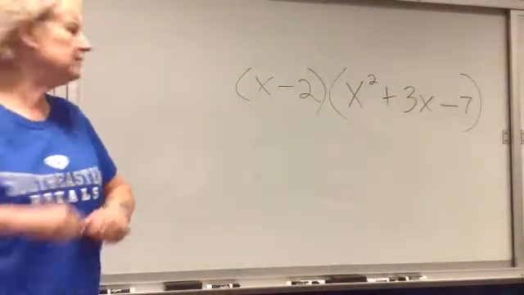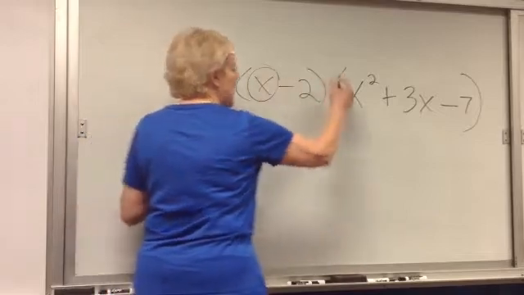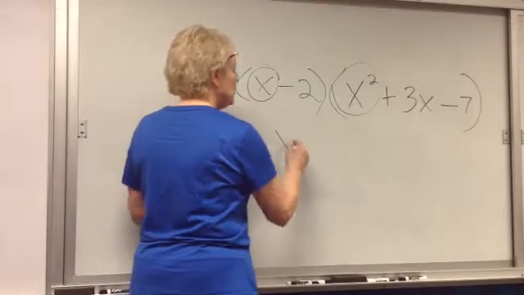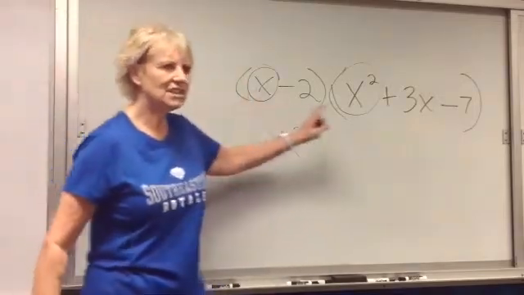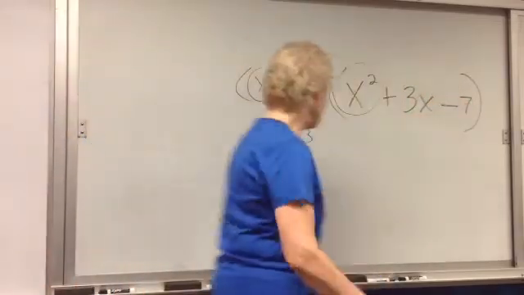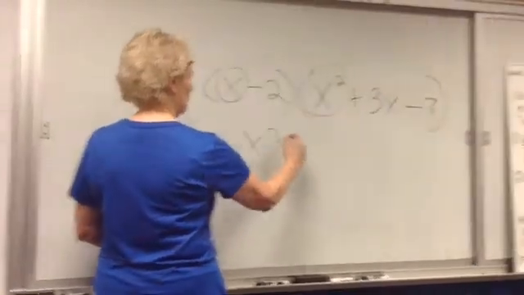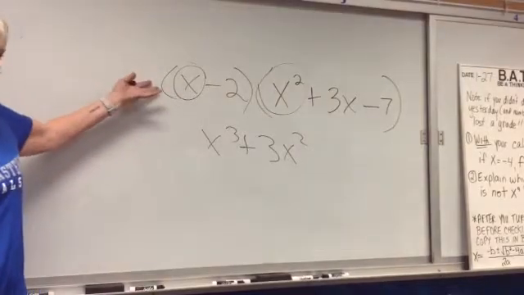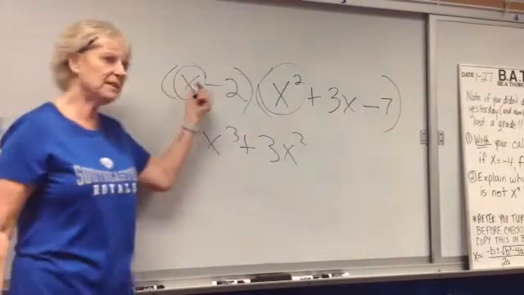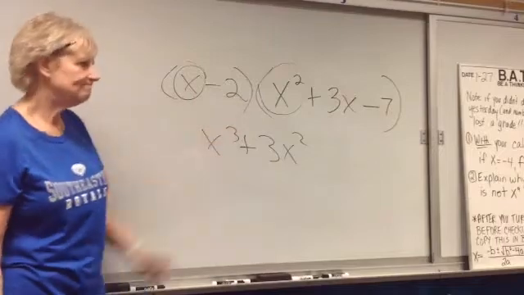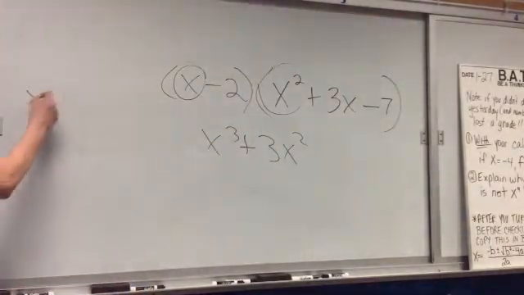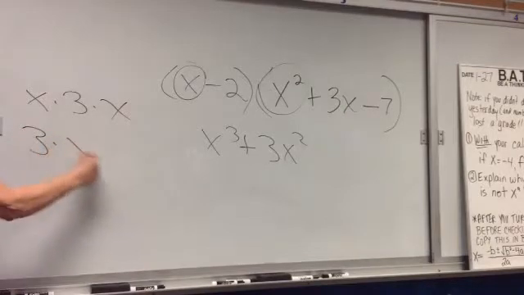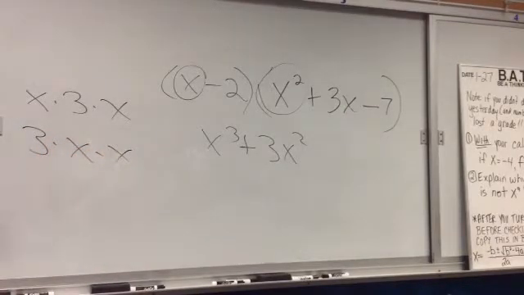All right, x times x times x. What'd you get? x cubed. Then x times 3 times x. Let's just take them out of order: 3 times x times x is 3x squared.